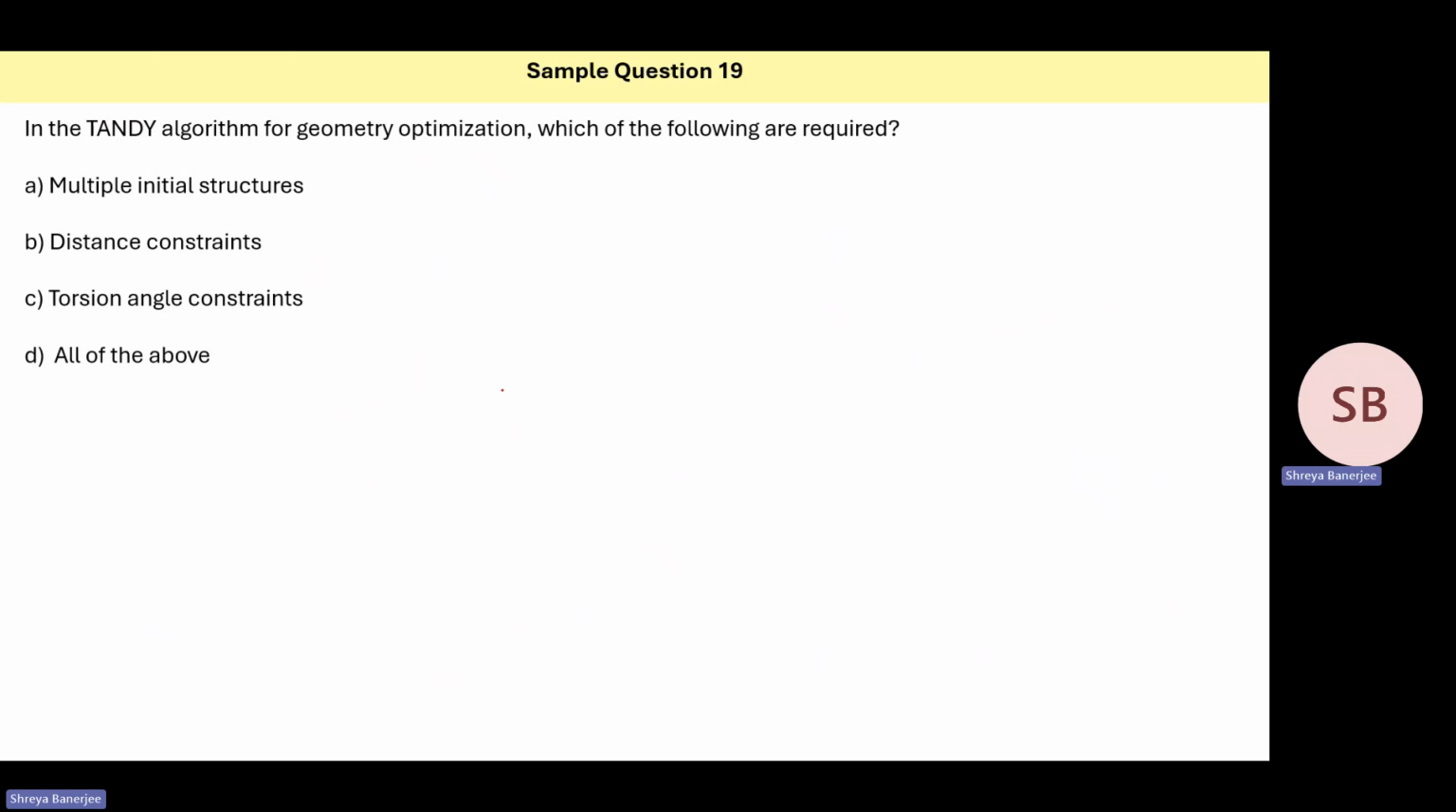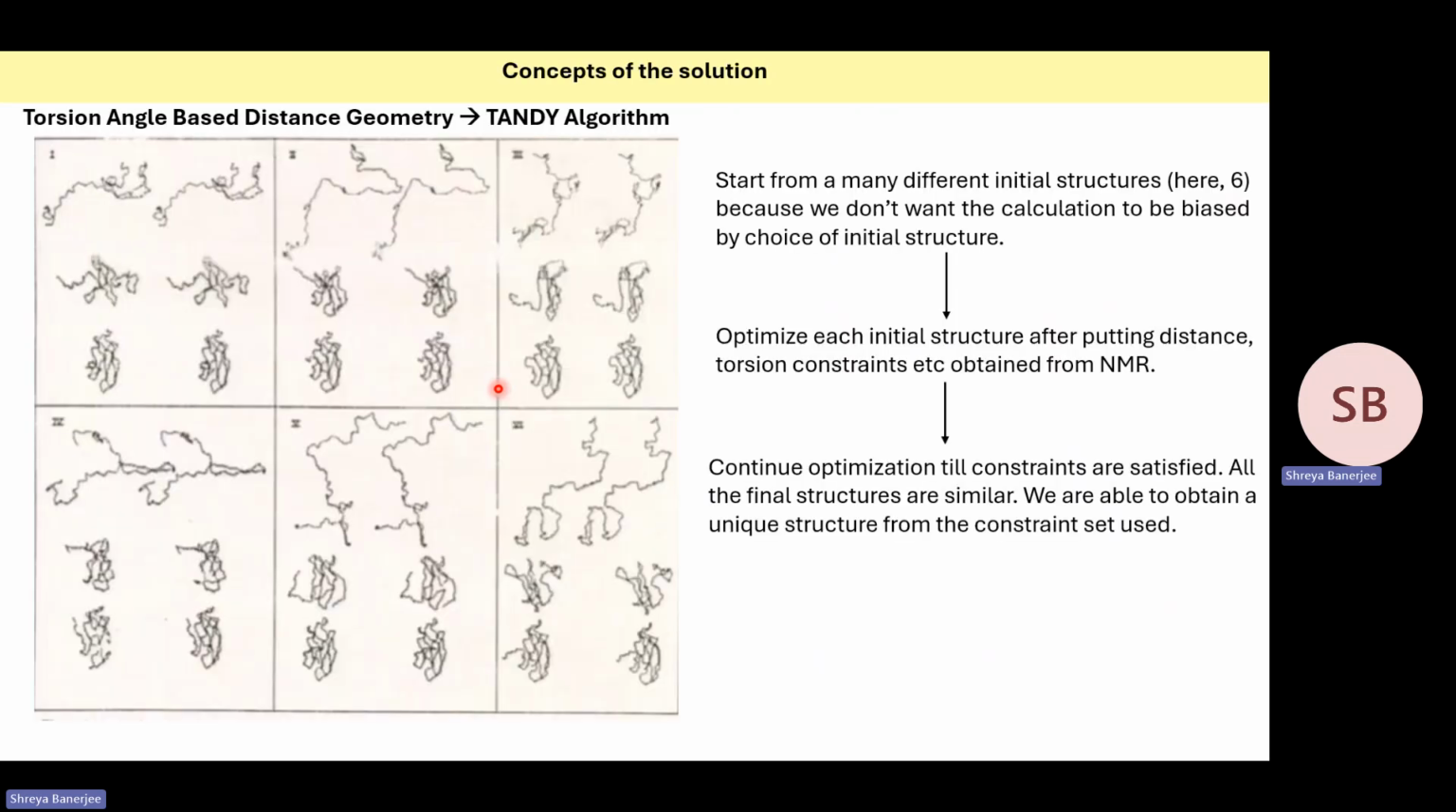The next question is asking, in the Tandy algorithm for geometry optimization, which of the following are required? So let us briefly look into the Tandy algorithm. Tandy stands for torsion angle based distance geometry. And basically we start from many different initial structures. So here we are starting from 6 initial structures, 1, 2, 3, 4, 5, and 6.